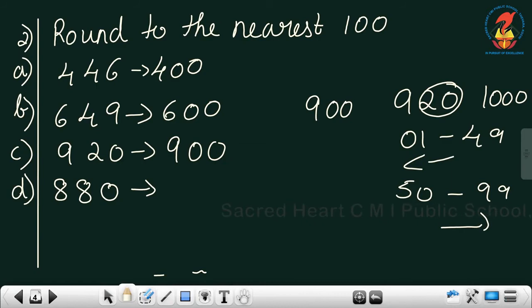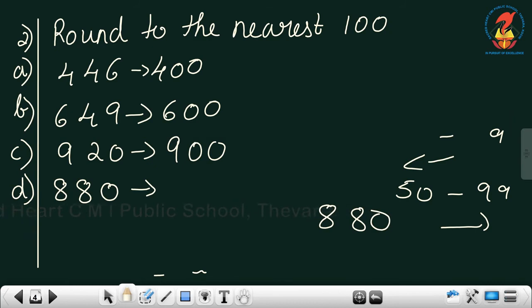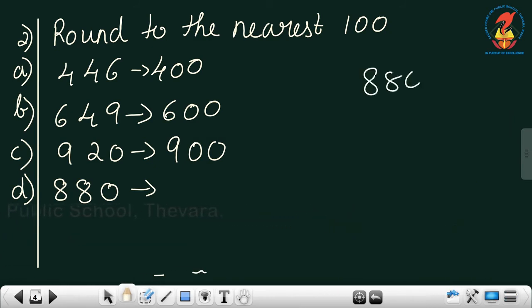880. Again, 880. First you have to check this 880 comes between which two hundreds? It comes between 800 and 900. 8 is the first number, so 800, the next 100 is 900. Now you check the last two digits, 80.